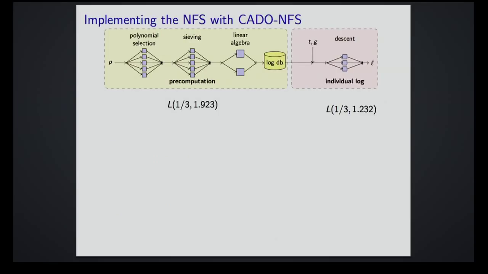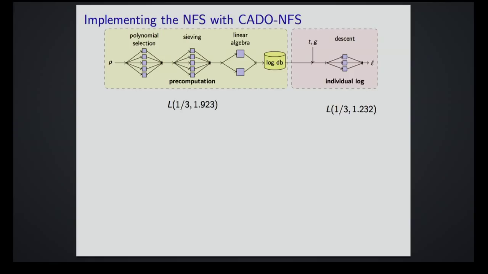So this is sort of a picture of what the number field sieve looks like if you're actually thinking about implementing it. So here's the runtime that you get. It's L of 1/3 for the pre-computation step with 1.9 as the constant in the exponent, and L of 1/3 with a 1.2 constant in the exponent for the descent. So this part only depends on the prime p actually. And this is the only step that actually depends on an individual target.